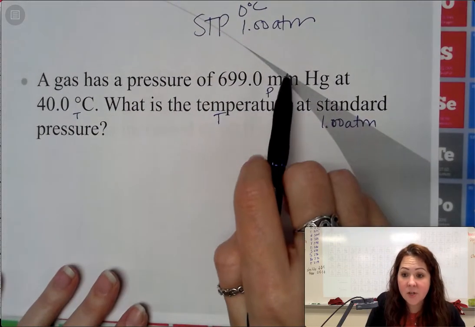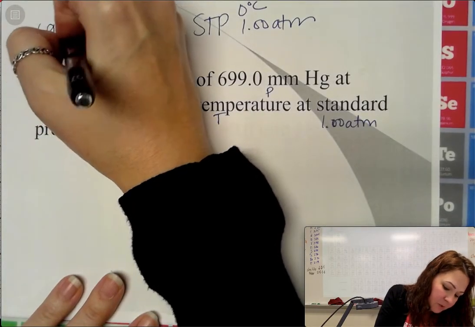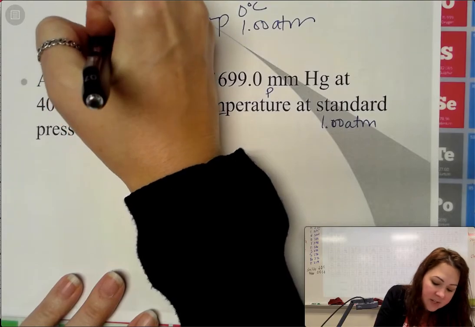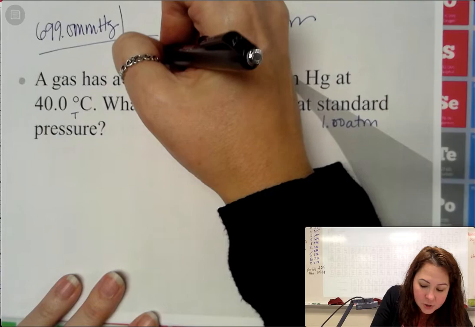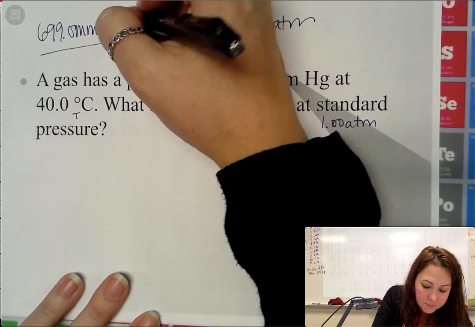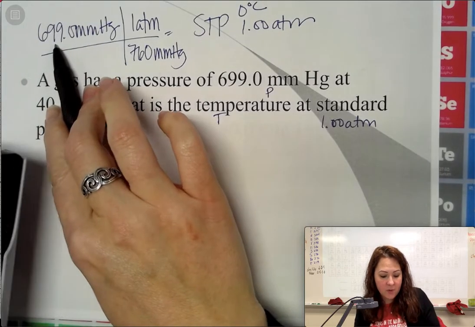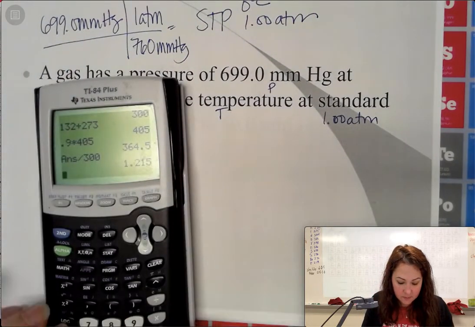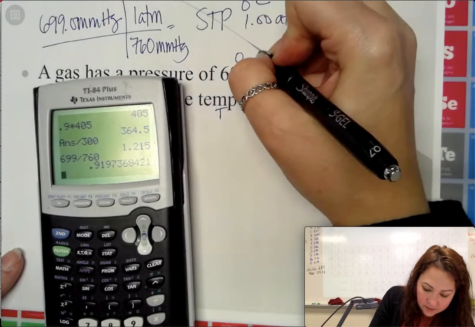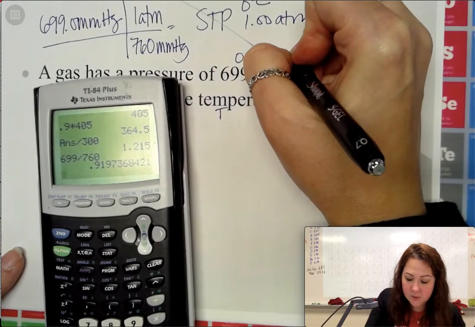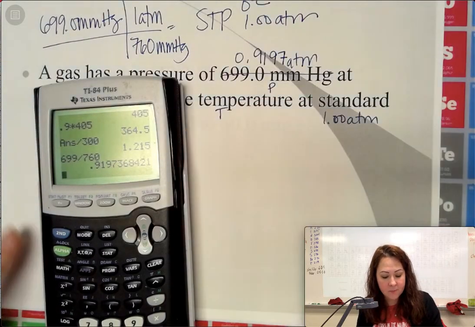Millimeters of mercury needs to go to ATM. So we have 699 millimeters of mercury. To get that into ATM, we're going to use 760 mmHg is equal to 1 ATM. Before the conversion, this had 4 sig figs, so when I convert it out, I need 4 sig figs again. So you get 0.9197 for my 4 sig figs in ATM, atmospheres is the unit that we have to use.